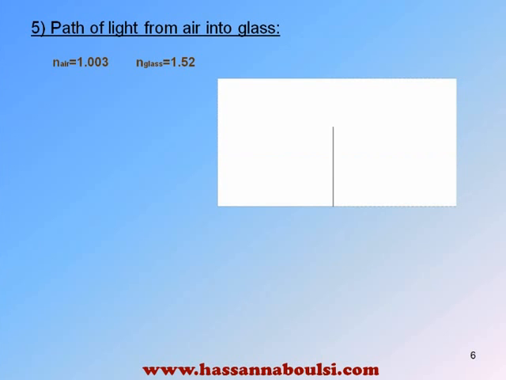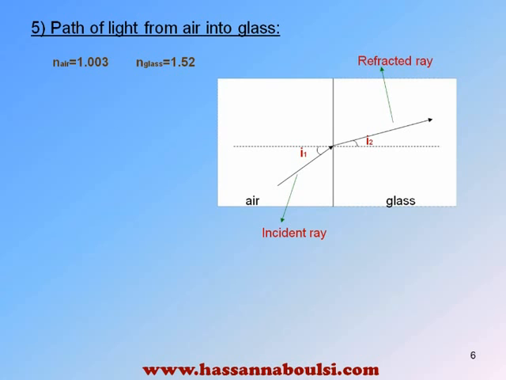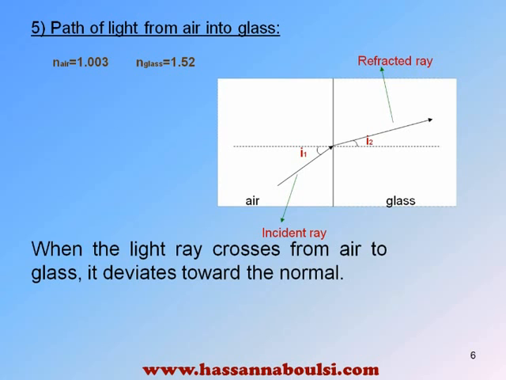Let's consider the path of light from air into glass. When we compare the index of refraction, n of air is less than n of glass. Then the ray deviates toward the normal. So when light crosses from air to glass, it deviates toward the normal. So from a less refractive medium into a more refractive medium, the ray deviates toward the normal.